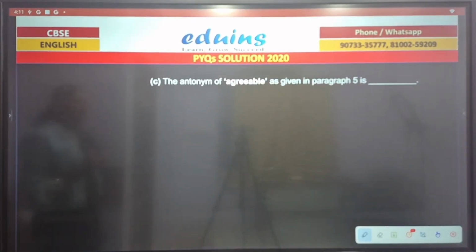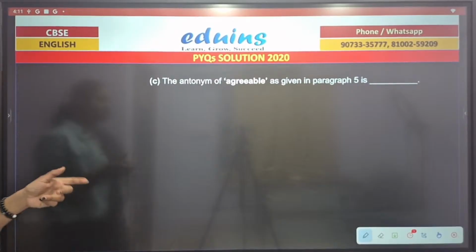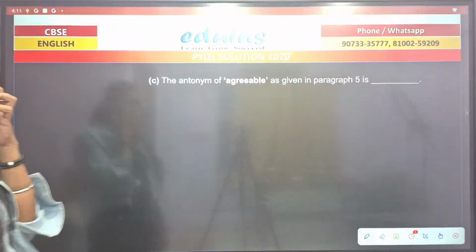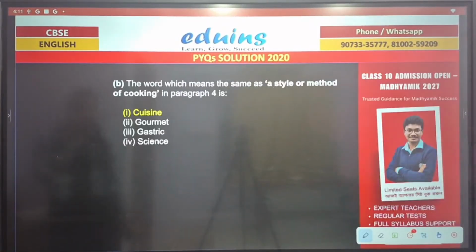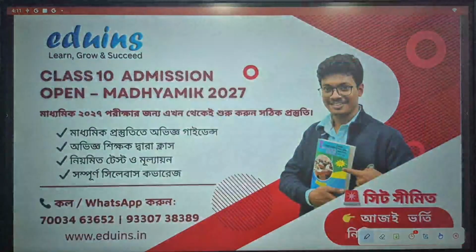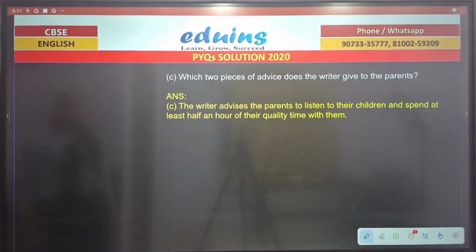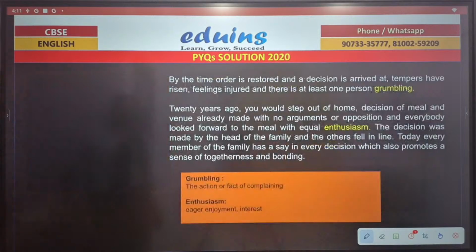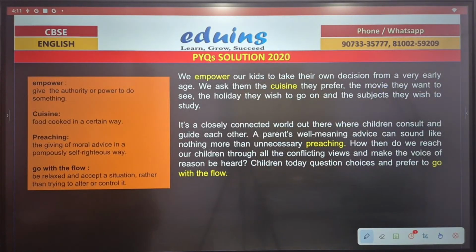The antonym, now it's the opposite word. You have to search for the opposite word of the word agreeable in paragraph number 5. Okay, so we can move on to the paragraph. Let's move on to paragraph number 5. Now this is paragraph number 5. It is closely connected to the word agreeable, right? Agreeable, opposite word.